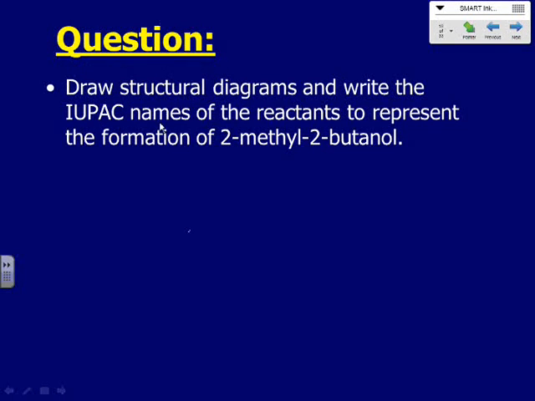Draw the structural diagrams and write the IUPAC names that represent the formation of 2-methyl-2-butanol. Okay, so again, when you're given a question like this, one of these synthesis problems, always start with the product. Let's draw it out and see what we've got. 1, 2, 3, 4, 2-methyl, CH3, and 2-butanol. So there's my OH. And I've got an H3, nothing, H2, and H3. And we are going to be trying to produce this.